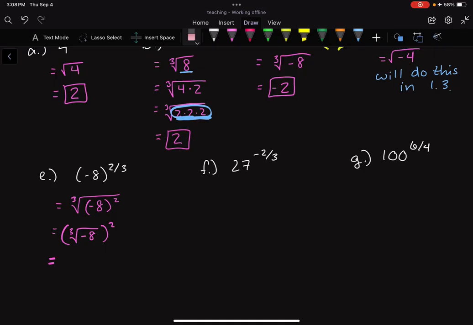So cubed root of -8 is -2. And then we square that. So -2 squared is 4. And you could have also done it the other way. You could have said, okay, -8 squared would be 64, but then you have to think of the cubed root of 64, which is also 4. But I think it's better to make your numbers smaller, and then you can make them bigger.